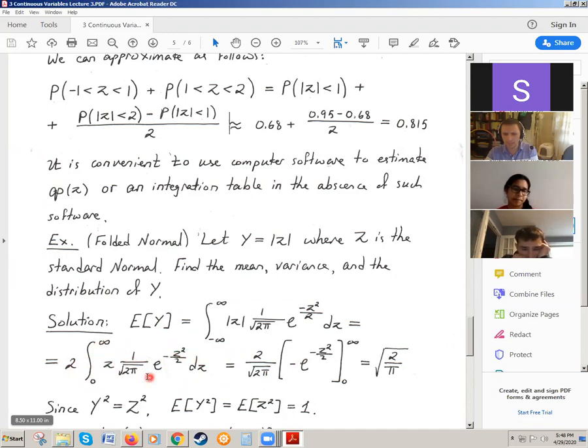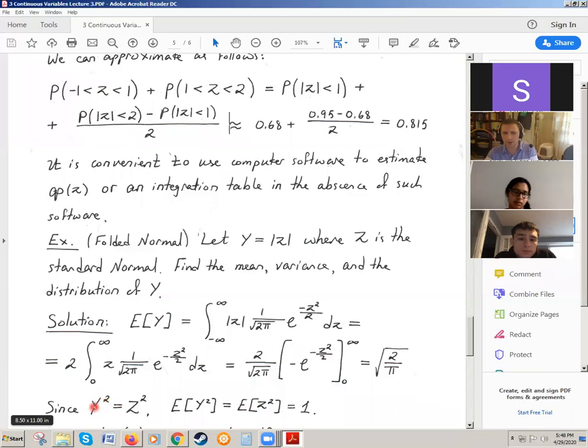And this involves a very simple u substitution. The integral of z times e to the minus z squared over 2 is minus e to the minus z squared over 2, evaluated from 0 to infinity. And the result is the square root of 2 divided by pi. Make sense? Good.